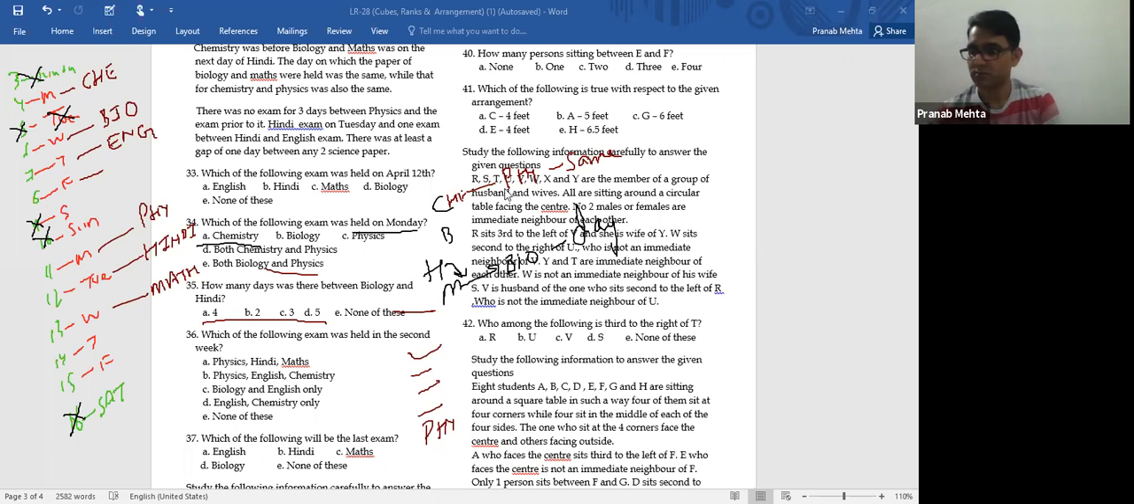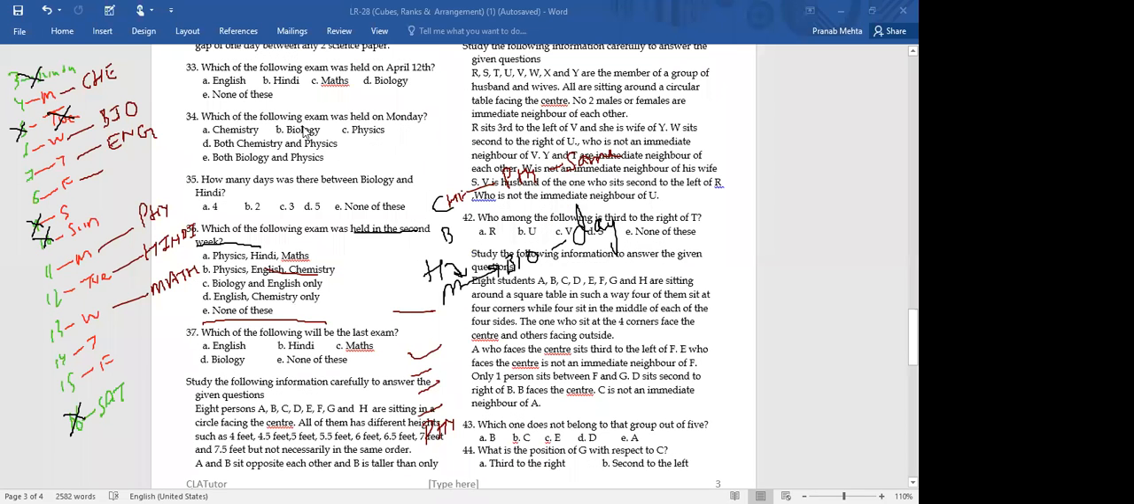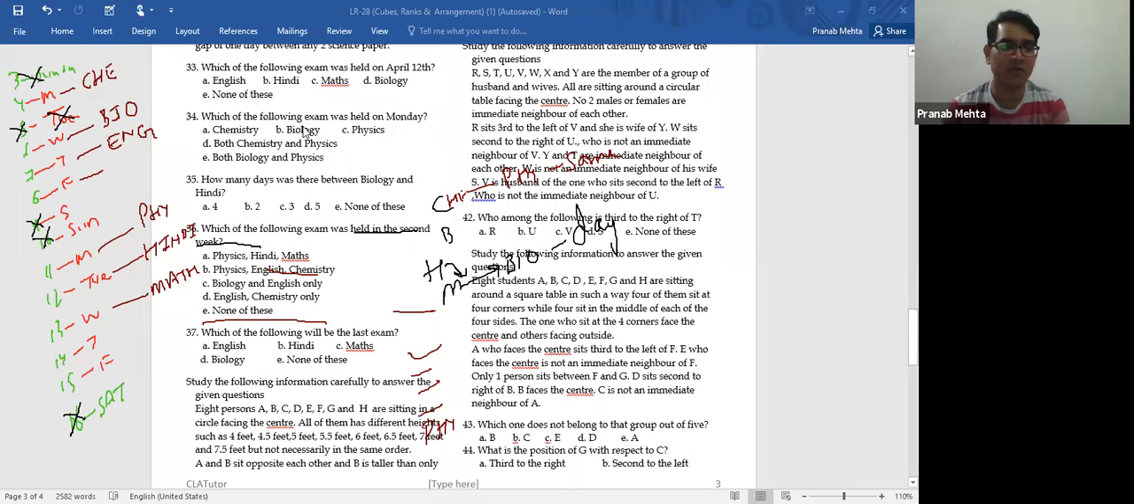37. So the 37th one is maths, C. Look, once you have got this arrangement, you will get it correct. If you have any doubt with this arrangement, please tell me. Otherwise, we'll proceed with the next question.